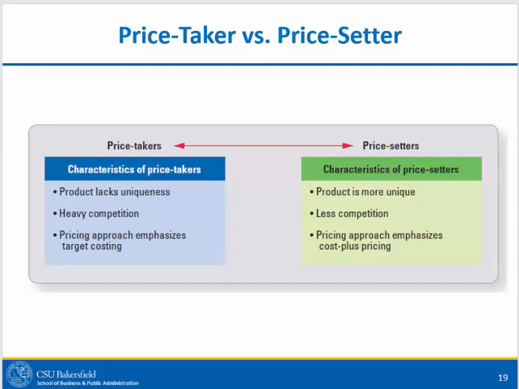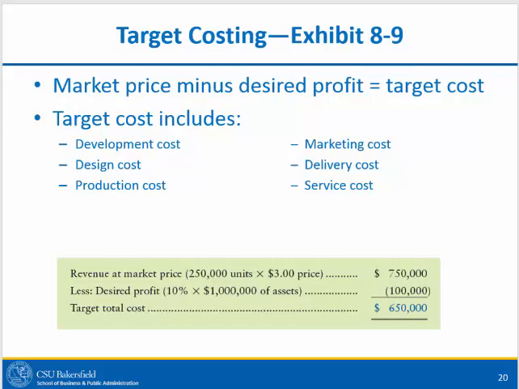Okay, so let's take a look at target costing first. What is target costing and how to do that? Basically, target costing is when you first look at the market price and subtract your desired profit. Then the result is the target cost. The question becomes, can you actually control your target cost? That's a very big thing here. If you're not able to do that, you probably don't even want to bother getting into this business.